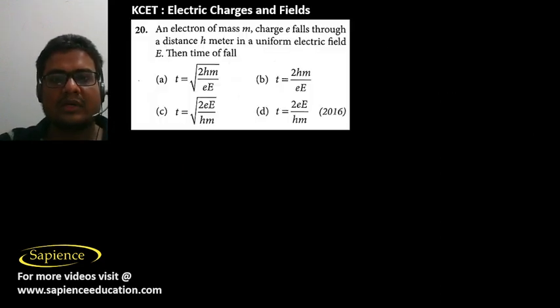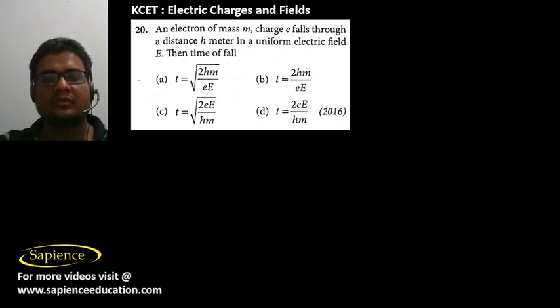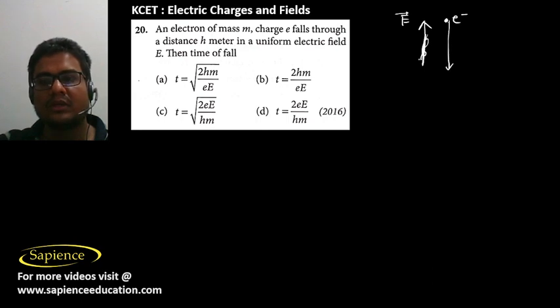An electron of mass m and charge e is in a uniform electric field which is acting vertically upwards, and the electron falls downwards through a distance h. Its mass is m. Then what is the time of fall?